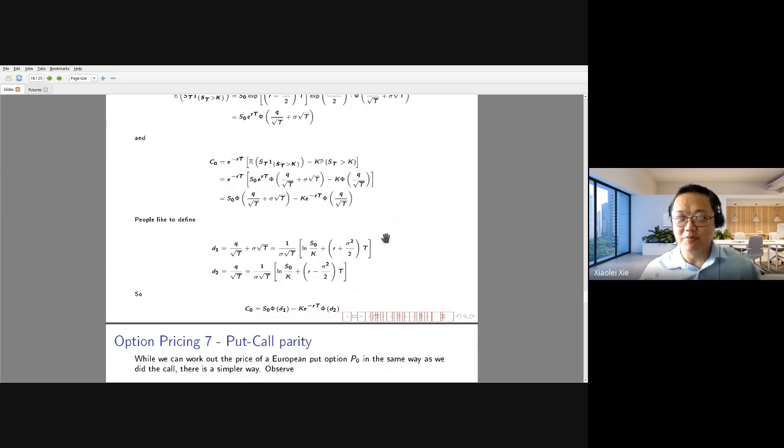Here, finance professionals find it popular to define these two convenience variables, D1 and D2, and they talk about these two convenience variables. So if you hear some guy trying to sell you European options, and they say D1 is that, D2 is that, you know that they are referring to these quantities here.